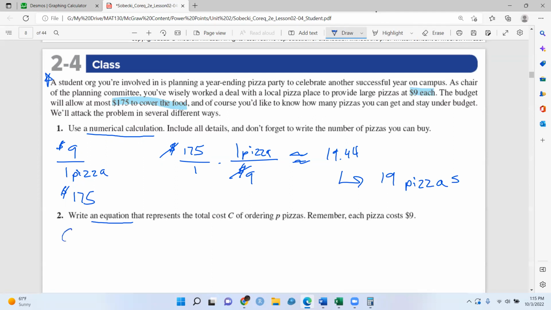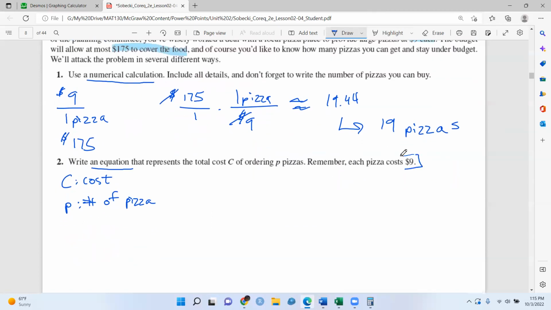We're going to define C as cost, P as the number of pizzas. And then 9 is this constant in there that is really a rate, right? Because it's $9 per one pizza. So let's see, the total cost is going to equal $9 times the number of pizzas we buy. Does that make sense?